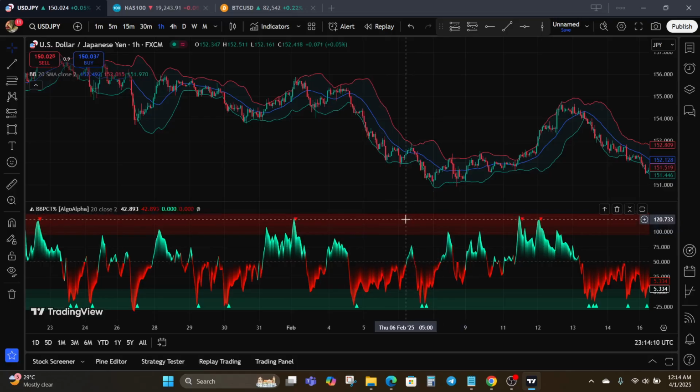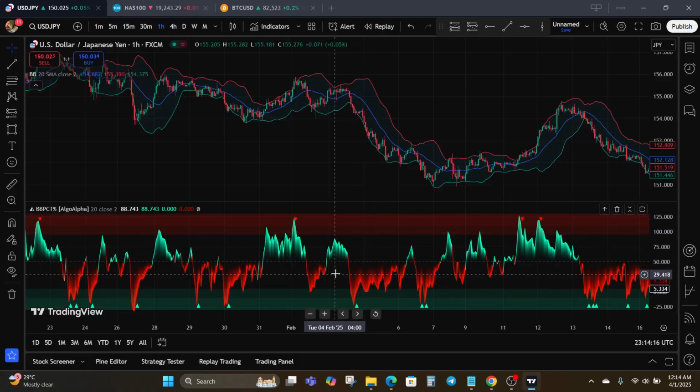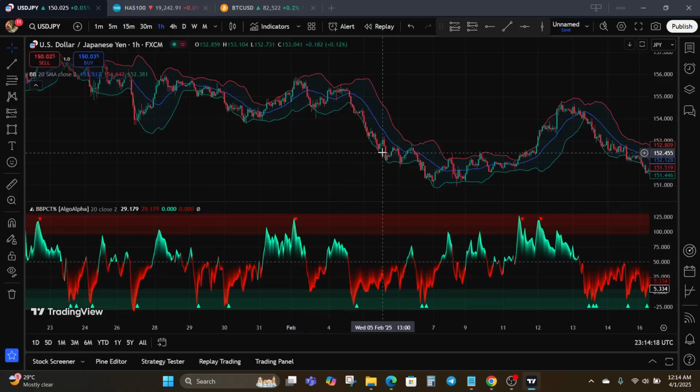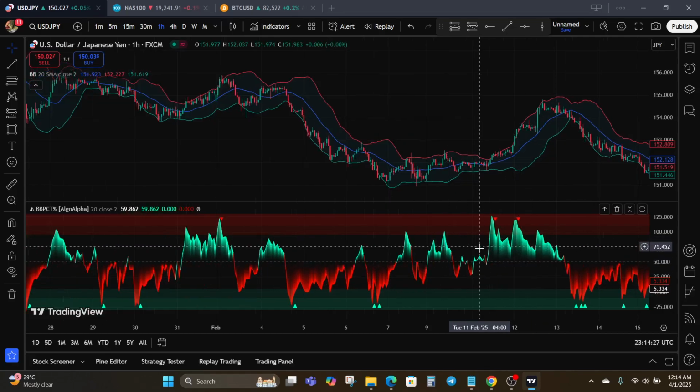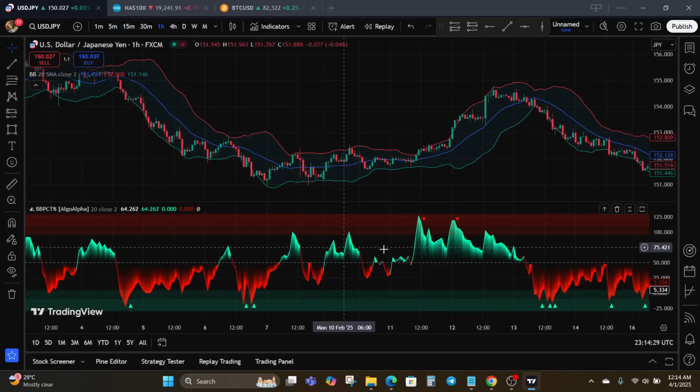To start using this next level Bollinger Bands trading indicator, you open TradingView, search for the Bollinger Bands Percentile and add it to your chart. Once you've applied it, you're going to see the indicator added right there on your chart.